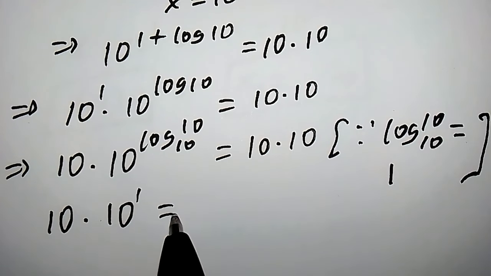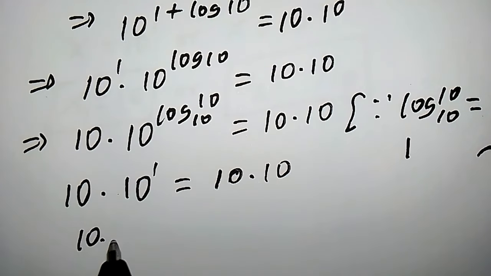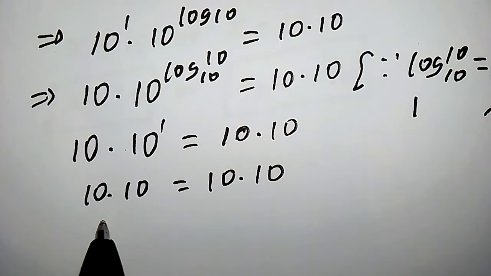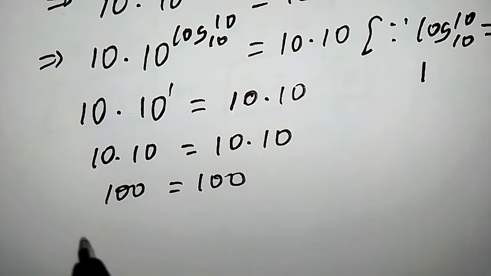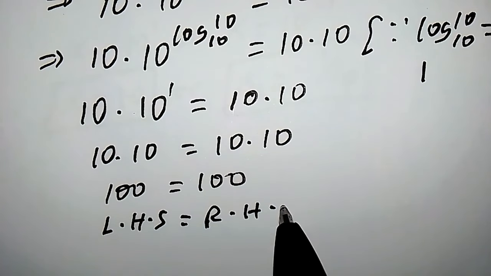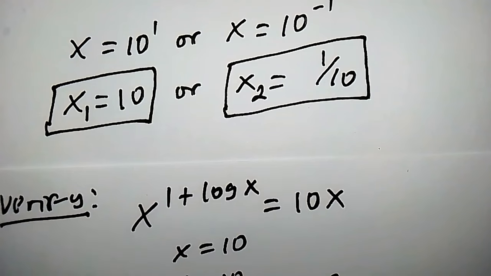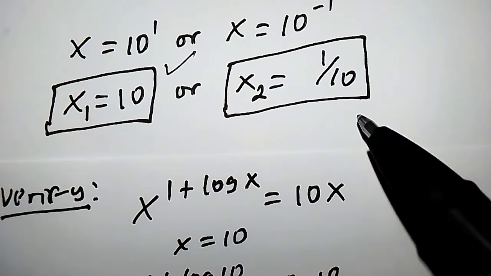So we have 10 times 10 equal to 10 times 10. 10 times 10, that is 100, equal to 100. This shows that the left hand side is equal to the right hand side. Indeed, the first solution, which is x1 equals 10, is correct. Let us verify the second one.